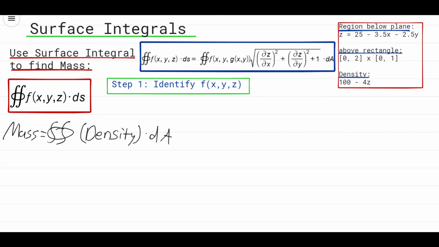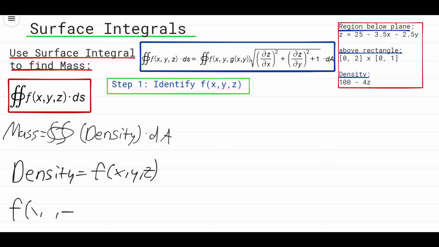So then what would our f of x, y, z be? Well, our f of x, y, z is going to be our density. So our density is f of x, y, z. Furthermore, our f of x, y, z is equal to the function of density given, which is 100 minus 4z.